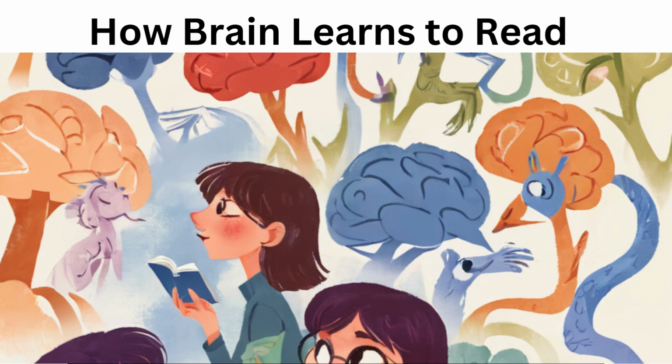Today's topic is how the brain learns to read. Learning to read is a complex neurobiological process that involves various brain regions and networks. Here, I will explain this process in detail, focusing on the key stages and brain regions involved.